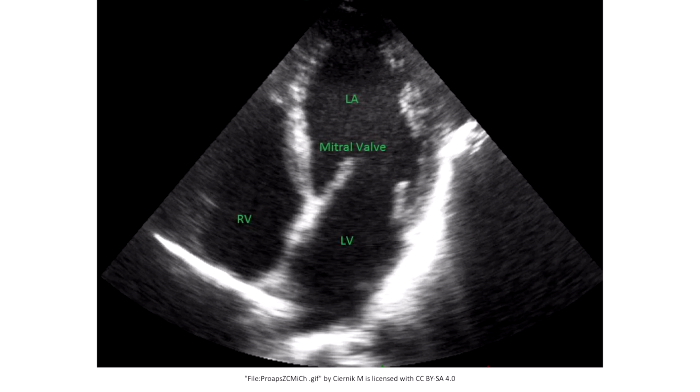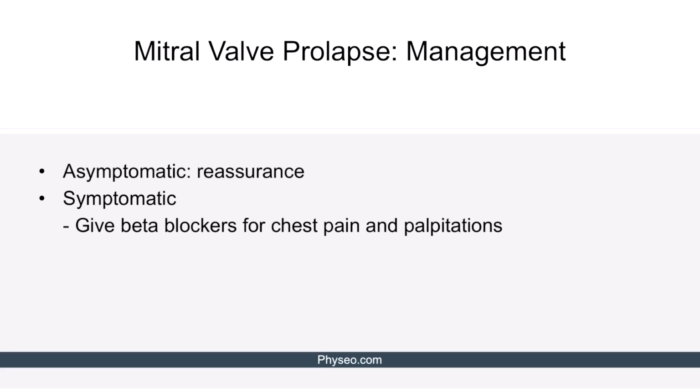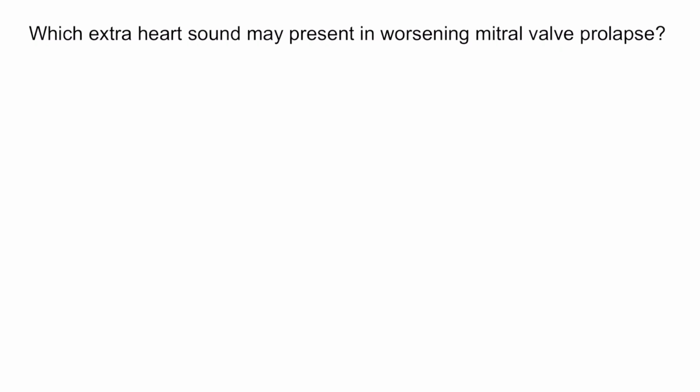The hyperechoic structures here represent the mitral leaflets flailing open during systole. In a structurally normal heart, you would anticipate these 2 leaflets to be touching and remain closed, appearing as a solid white line during systole on echocardiogram. Mitral valve prolapse is largely a benign condition, and those without symptoms may be reassured as such. In individuals who experience symptoms, beta blockers may relieve chest pain and palpitations.